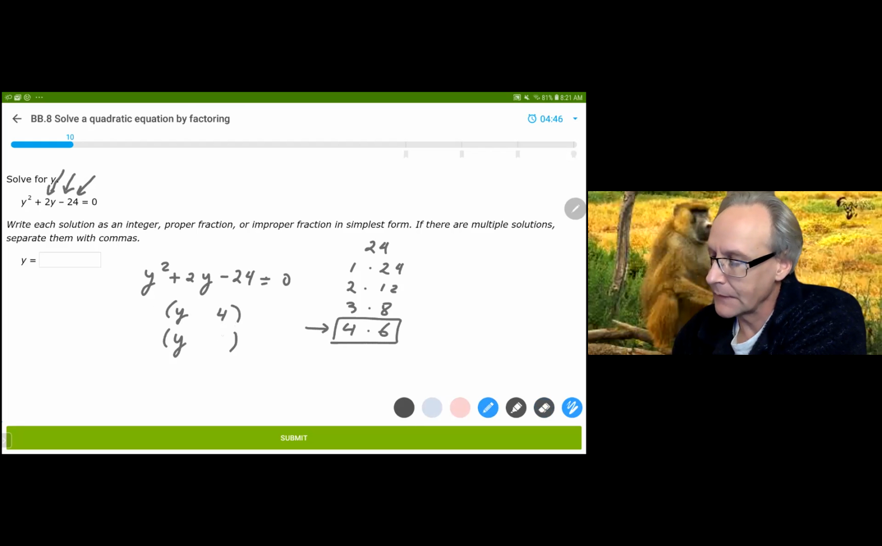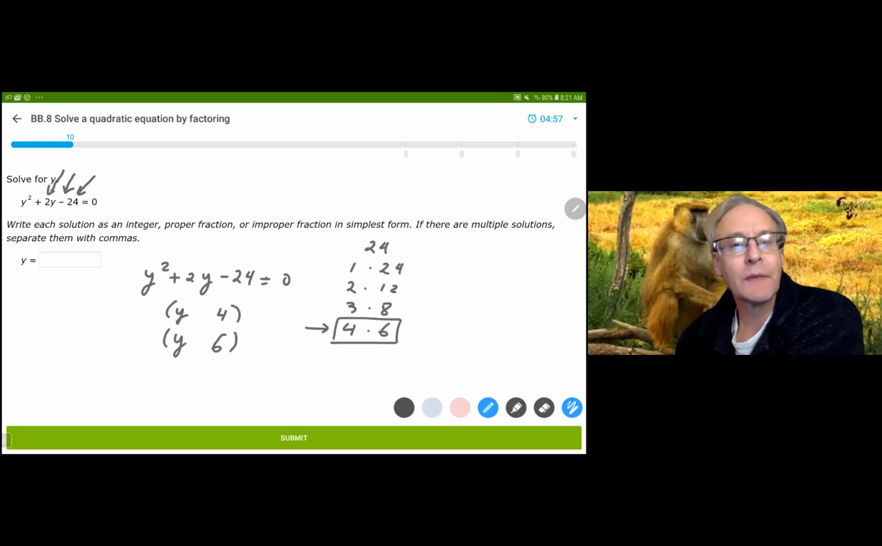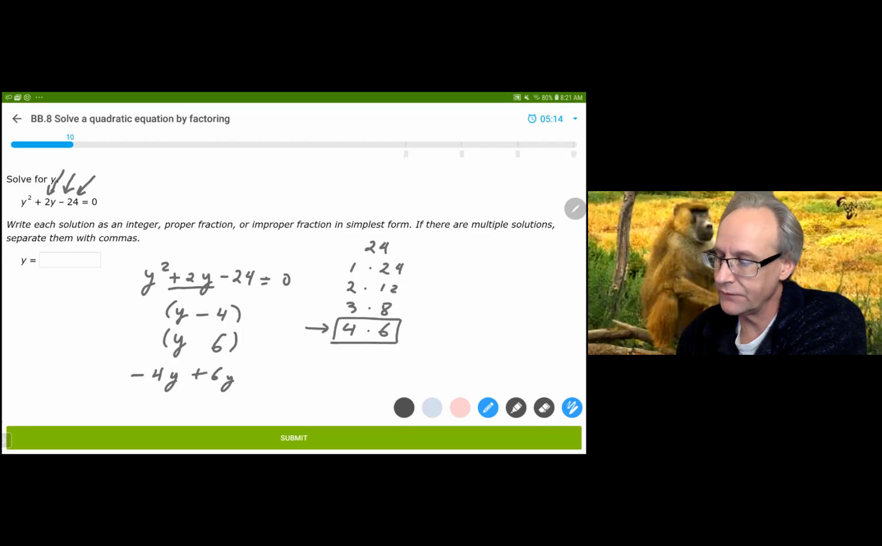Now, the reason it doesn't matter whether I put the 6 or the 4 on the top or the bottom is because the y and the y are the same. If I had had a leading coefficient, it makes it more complicated. I want these numbers, the 4y and the 6y, I want them to add up to positive 2y. So the positive goes with the larger. Positive 6y and a negative 4y. That means the negative has to go with the 4 and the positive has to go with the 6.